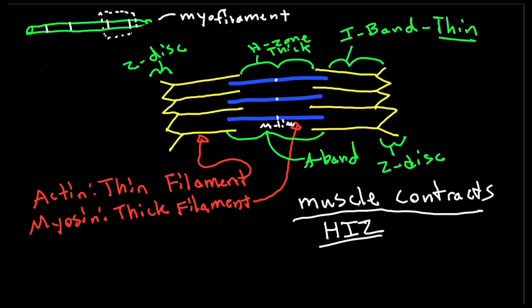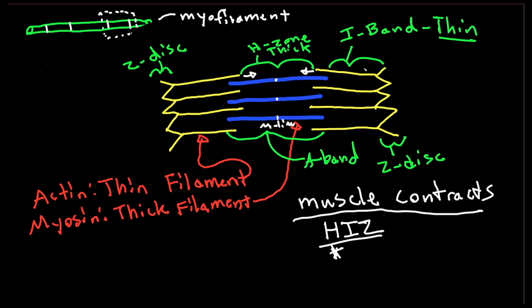That is the part that actually, well, not contracts, but that's the part that gets shorter. So it's important to understand that. So the H zone is getting shorter, which makes sense because when this thing contracts, these thick and thin filaments will start going towards each other. So during contraction, this is going to go this way. This is going to go this way. So the H zone, the part that is just thick filaments, is going to get shorter. So that makes sense, right? And that'll account for our H here.